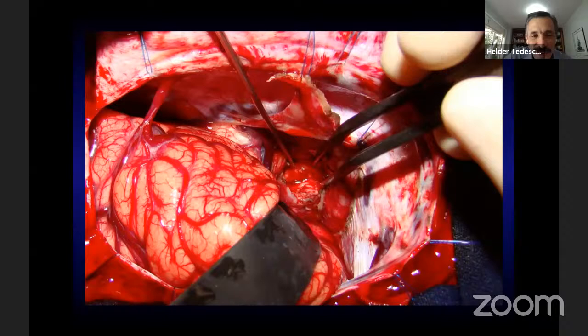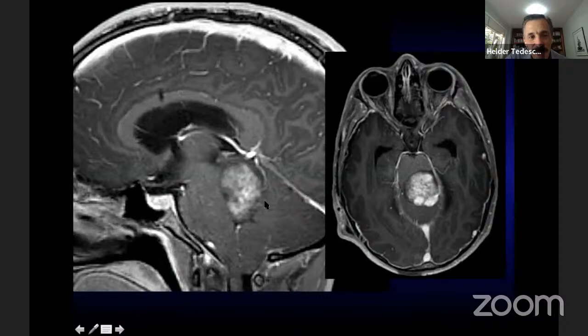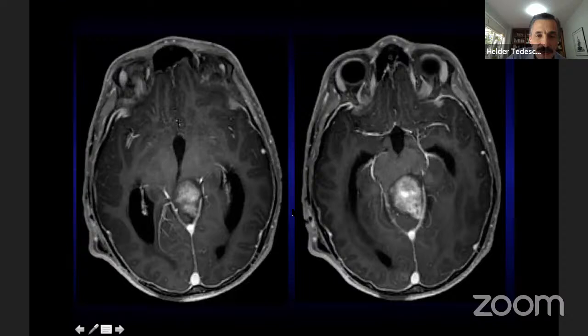And this is post-op. Again, this is another tumor I operated last week. And again, take advantage of the anatomy. These are the internal cerebral veins, vein of Galen, precentral cerebellar vein. The precentral cerebellar vein is in front of the tumor. So this has to be related to the quadrigeminal plate, to the mesencephalon, to the upper part of the pons here. So I know that I will find this inside the brainstem.